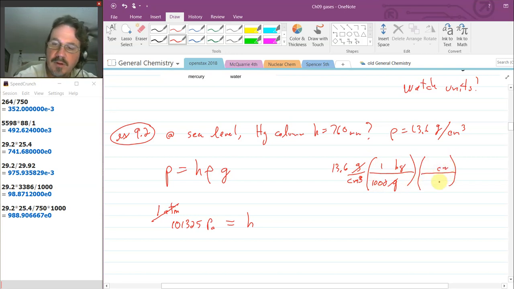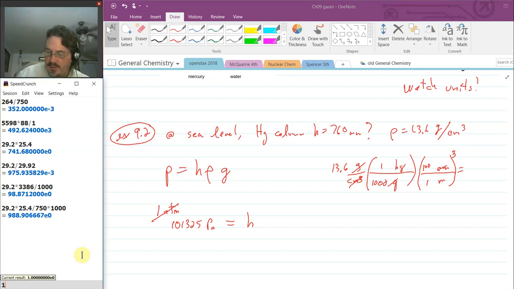Meters instead of centimeters, so centimeters on the top will cancel with that one. Meters on the bottom. There's 100 centimeters in a meter, but these are cubes, so you have to cube the whole thing. That will give me kilograms per cubic meter. That's what I really want. So let's go to the calculator and try that.